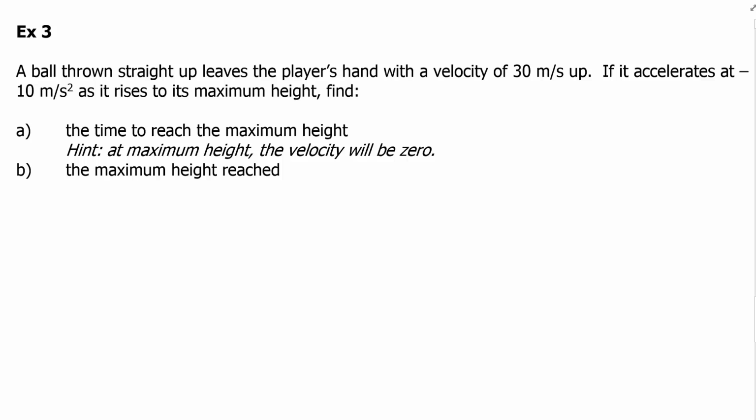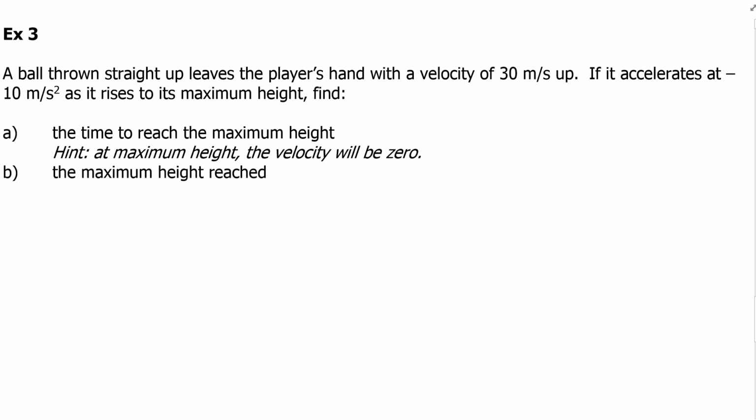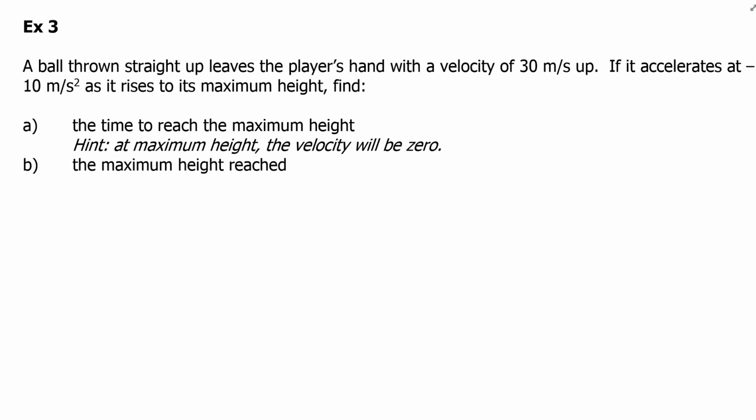Alright, if you've been following along, this is the second video for this sheet. We're at example number 3 here, and we have a ball thrown straight up, and it leaves the player's hand with a velocity of 30 meters per second up, and it accelerates at minus 10 meters per second squared as it rises to its maximum height.